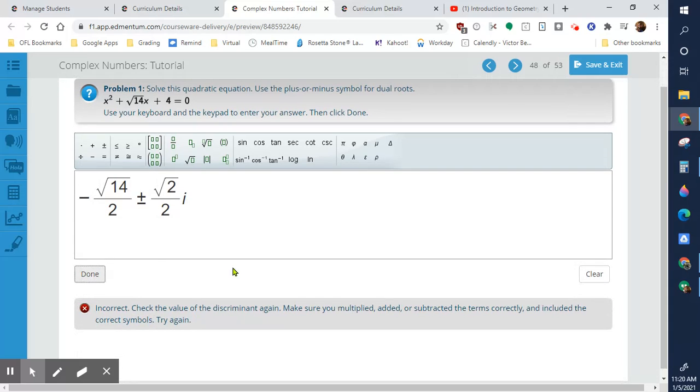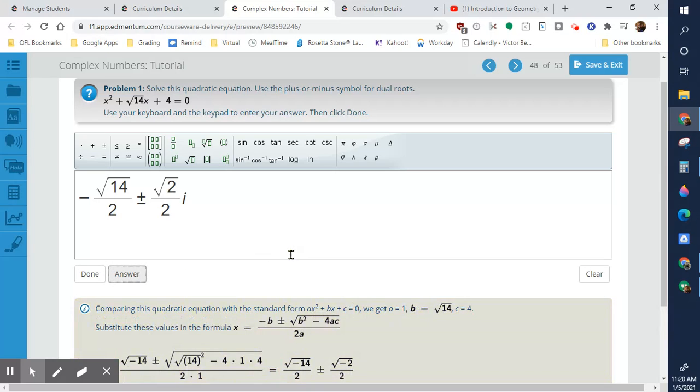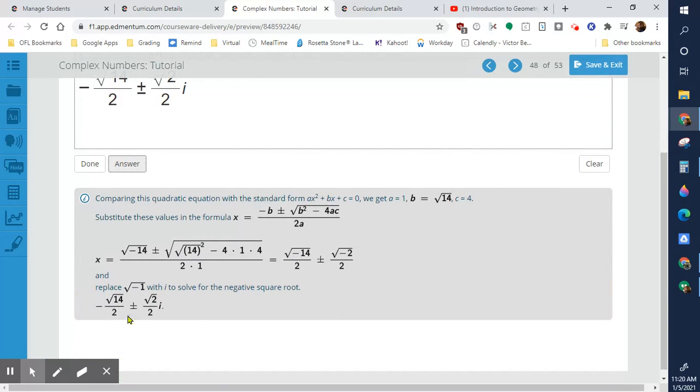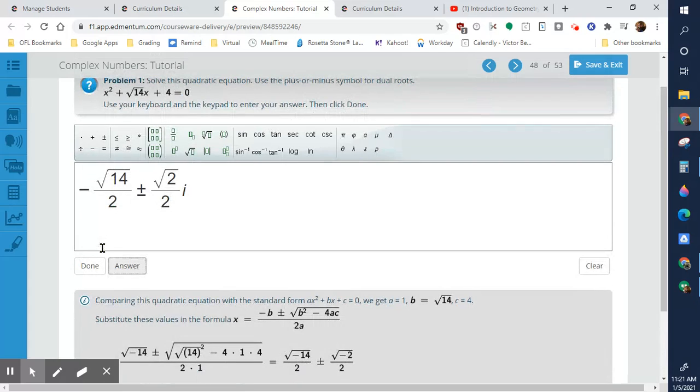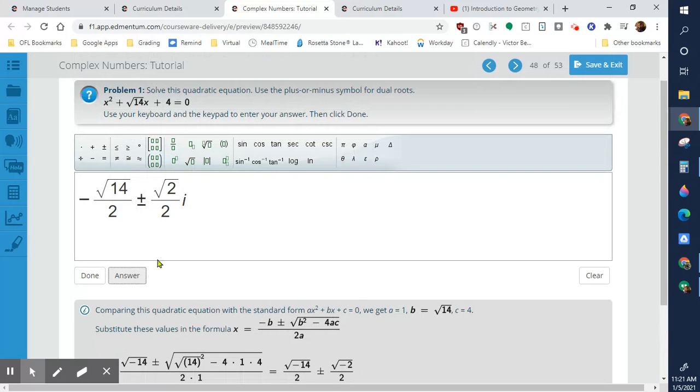Yep, I figured that was going to happen. So check the value of the discriminant again. Make sure you multiplied, added, and included the correct symbols. I don't know what it's going to want from me, so I'm just going to do it again, and we're going to see what the answer is. That is done exactly the way it's written here, but Edmentum is saying that it's the wrong answer.